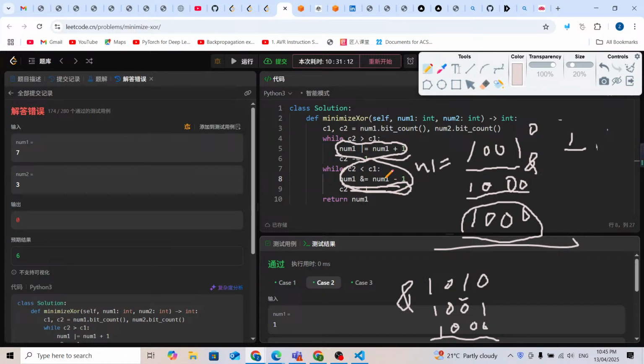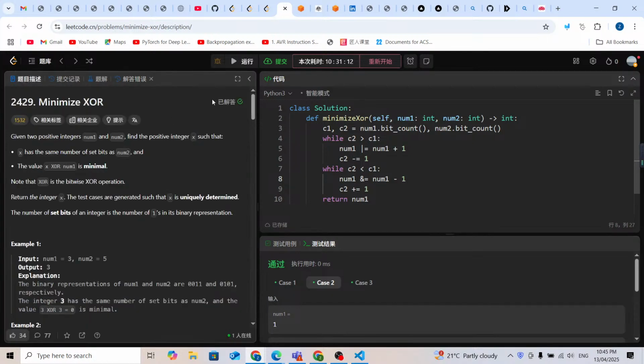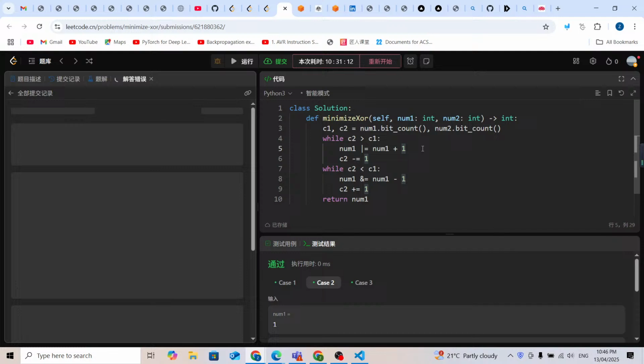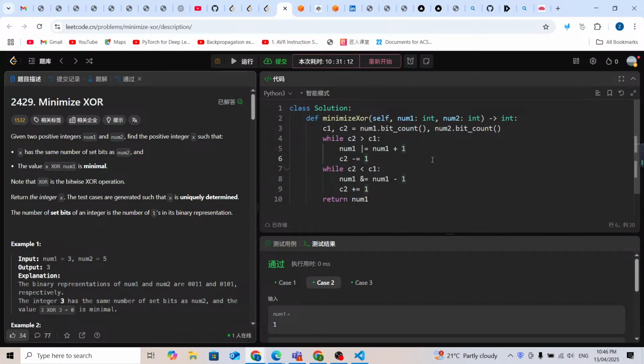I think it is difficult because we have to remember such kind of formula. Otherwise, we cannot solve it in this way. Now let me just submit it to see if it can pass. Maybe. Yeah, maybe yes. As you can see, it's really fast, and we passed all testing cases. I think basically that's all about it.